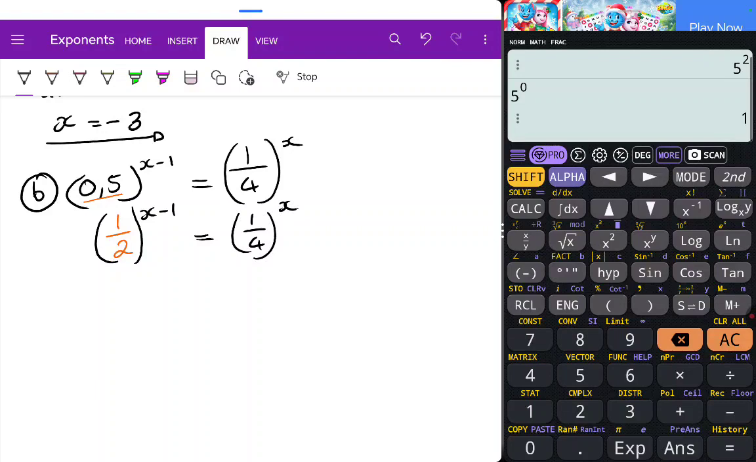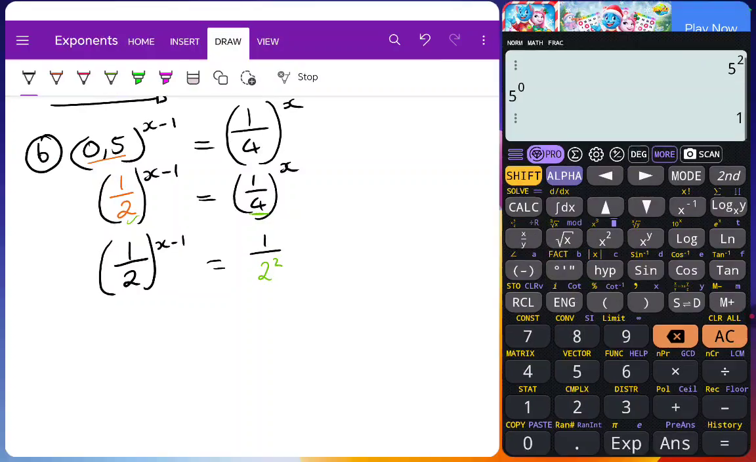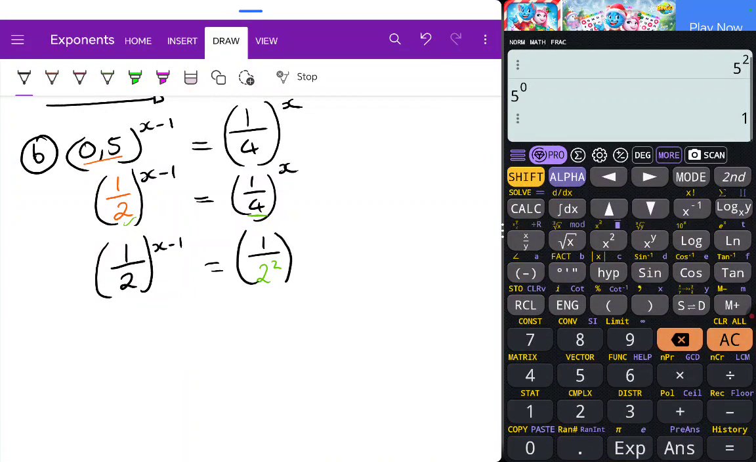Okay, now again, you have two choices. You can first make them numerators, or you can first make them prime bases. I'm going to go ahead and make them prime bases first, okay? So I'm going to say, okay, that's a prime base. I'm happy with the 2. I'm going to convert that one to a prime base. So I'm going to say 1/2 to the power of x minus 1 is equal to 1/2 squared.